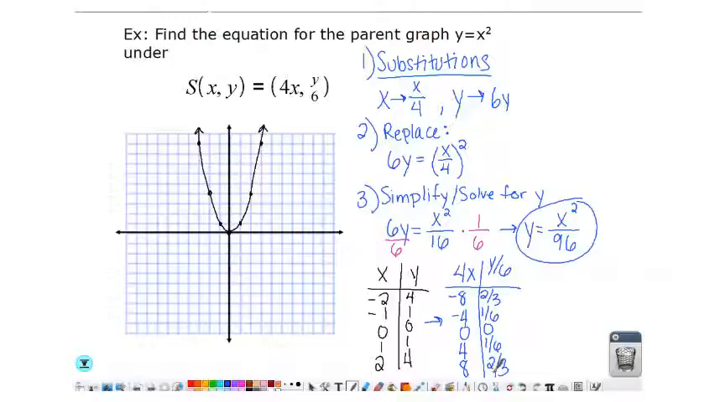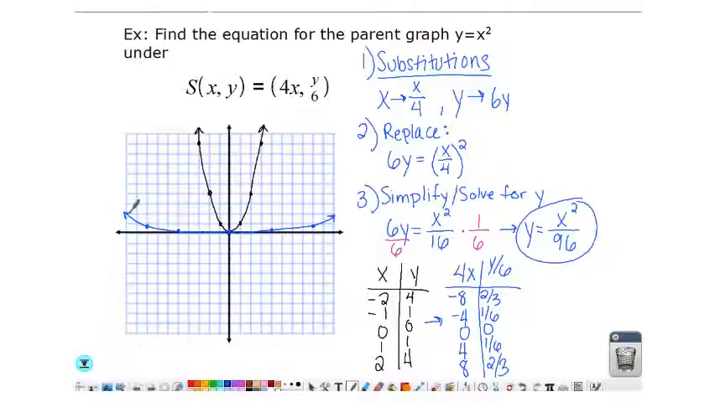So let's see. We have 0, 0 on the graph still. And then we have -8, 2/3. So going out here to -8 and then up this way. Same thing at +8. And then at 4 and -4, we are at 1/6. So that's really close to the x-axis. So this parabola is very wide. It almost doesn't even look like a parabola because of the scale of our graph.